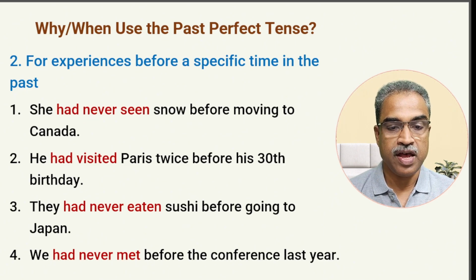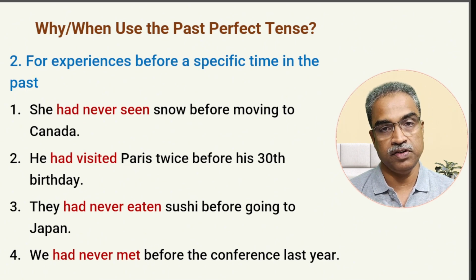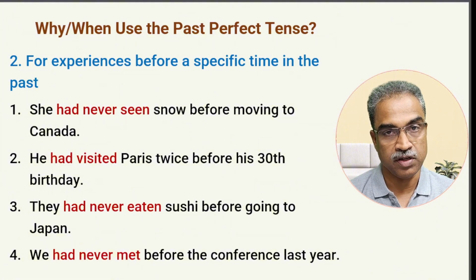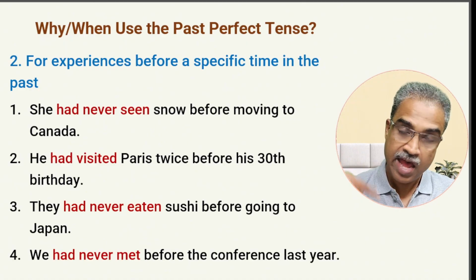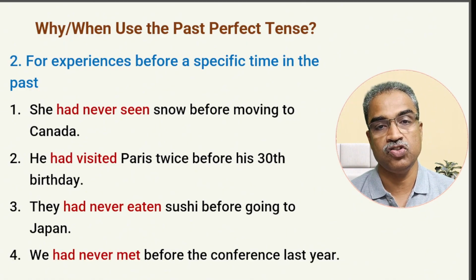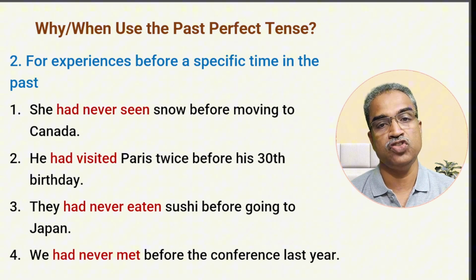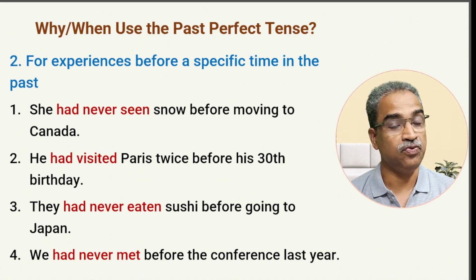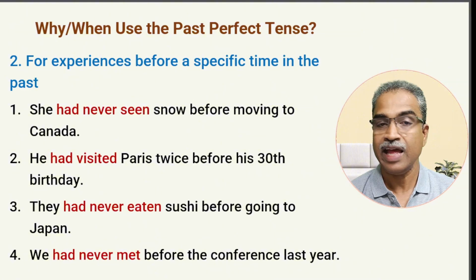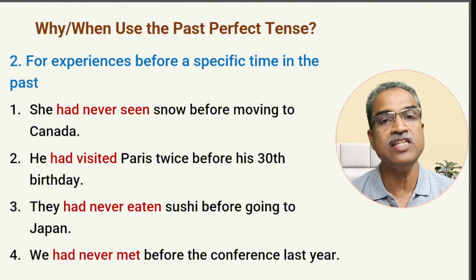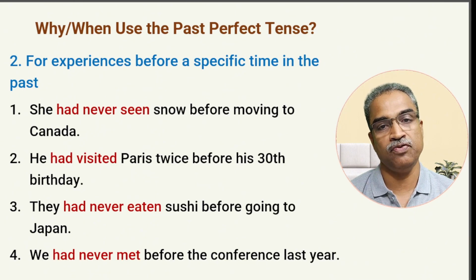He had visited Paris twice before his 30th birthday. The specific time is 30th birthday. Before he attained the age of 30, he had visited Paris twice, 2 times. Next one, they had never eaten sushi before going to Japan. So before going, the specific time, they are going to Japan. They had never eaten. Before that, they hadn't eaten. So they had never eaten. They had. That is past perfect.